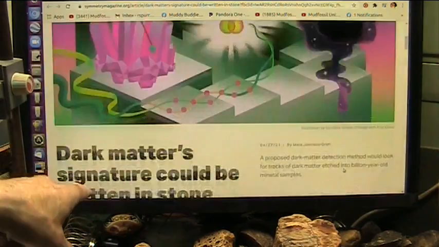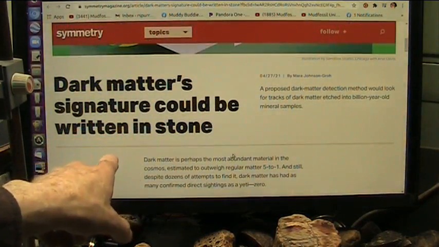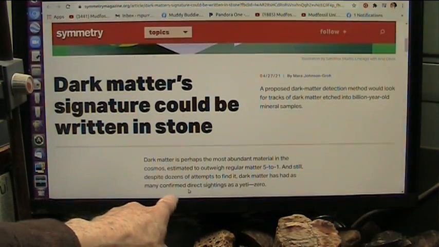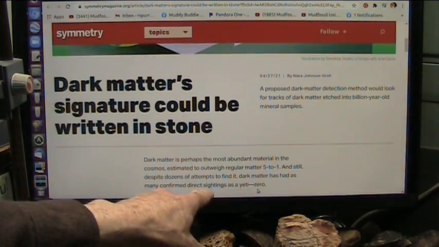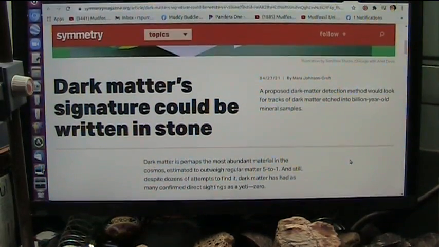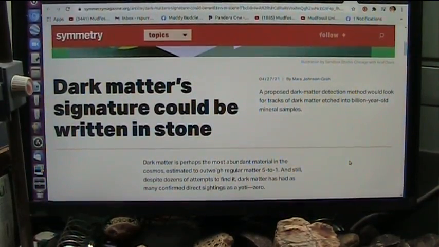Now they're talking about dark matter signature could be written in stone. And they say there is no confirmed sighting yet. Zero, just like there's none of the Yeti. Well, I don't know about the Yeti, but I can show you dark matter right now. In the next 5 minutes, you'll fully understand dark matter.